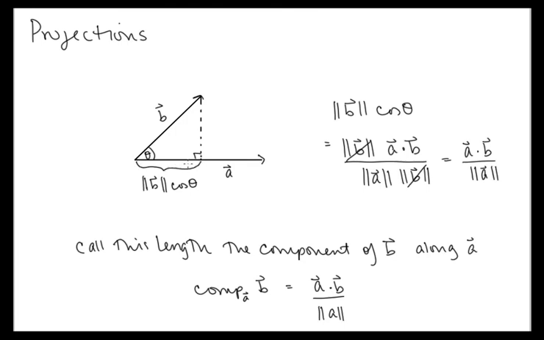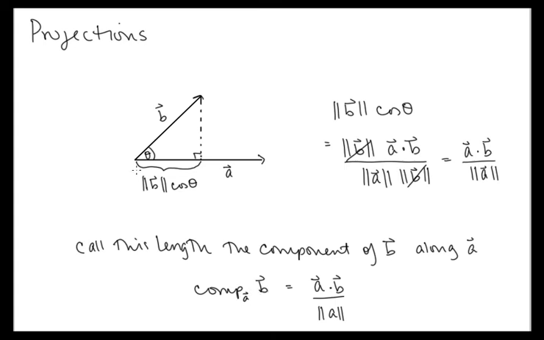Well, if the angle between the two vectors is theta, then this length is going to be the length of vector B multiplied by cosine theta. And we can write cosine theta as A dot B over length of A, length of B, so that this length then becomes A dot B over length of A. And we're going to call this the component of B along A. And we denote that by comp of B, and we have a subscript here of vector A.